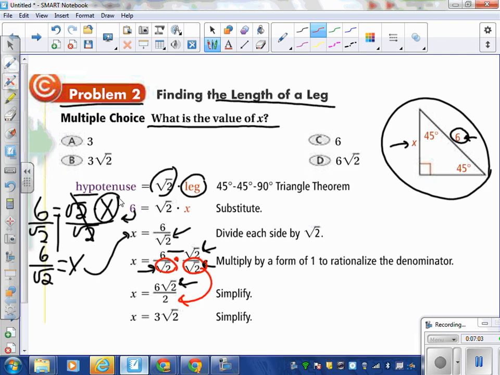So now you're left with 6 square root 2 over 2, and you have to reduce those two numbers, looking at it as a fraction. If you look at it over here, we have 6 over 2. How do I reduce 6 over 2? That would equal 3. So 6 over 2 reduced is 3, and I'm left with square root of 2. So I have to remember to reduce my fractions to get my final answer.